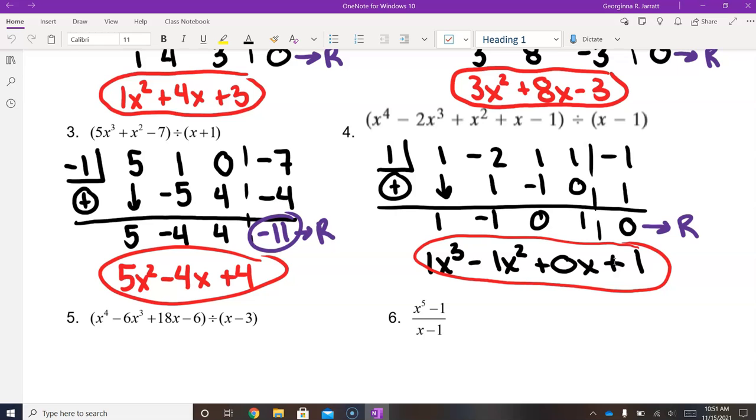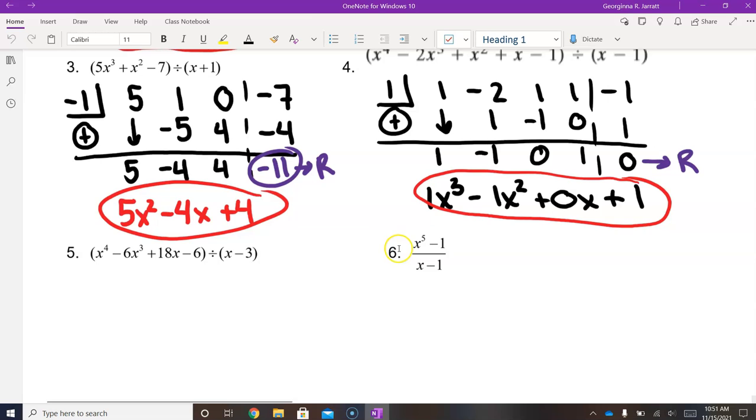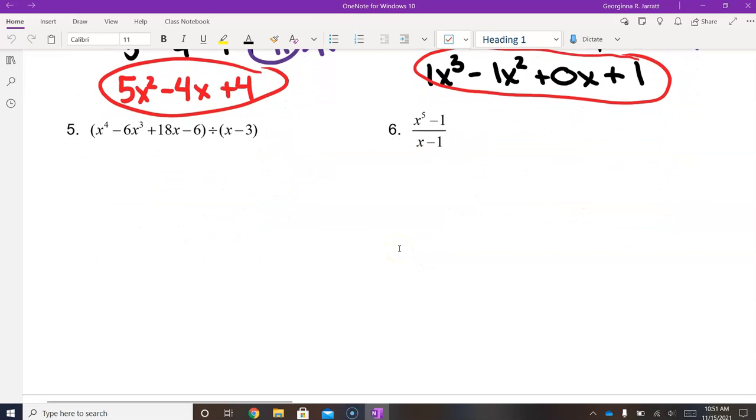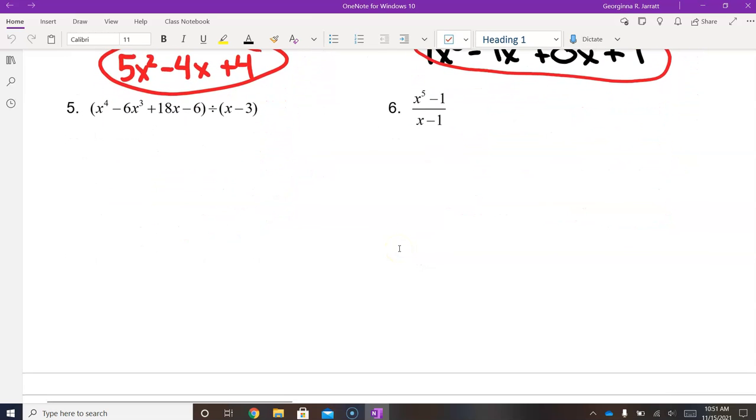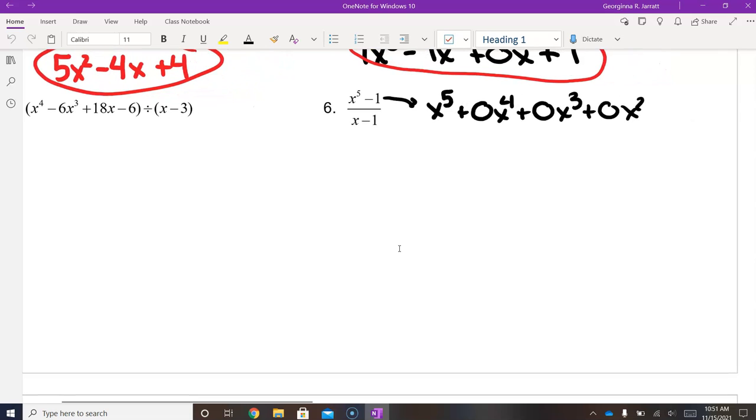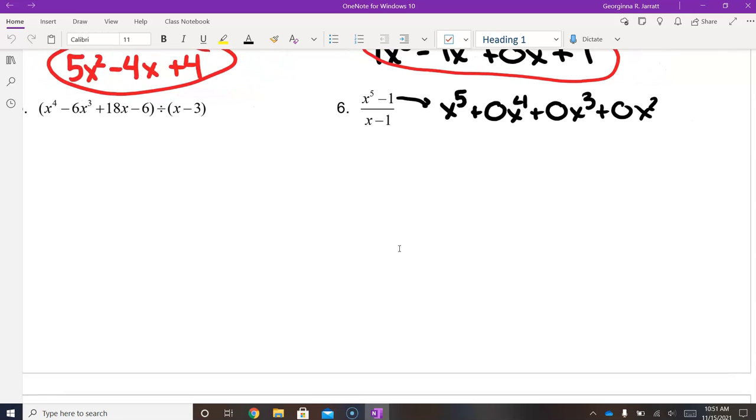All right? Last one we're going to handle as a group here before I just let you work, is one where we have a bunch of placeholders. So our number 6, we're dividing by x minus 1. So that would be the thing that goes in the box. But I would do this to kind of help yourself out. Write this out with all of your zeros. So we have a 0x to the 4th. We have a 0x cubed. We have a 0x squared. We have a 0x, and then we have our minus 1, okay? That might help you set up your synthetic.